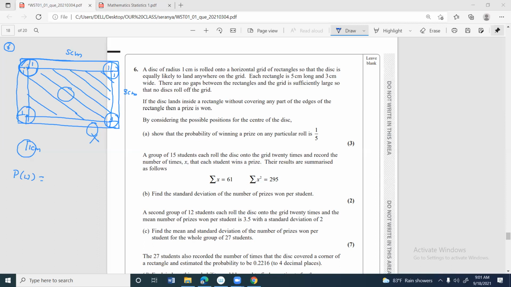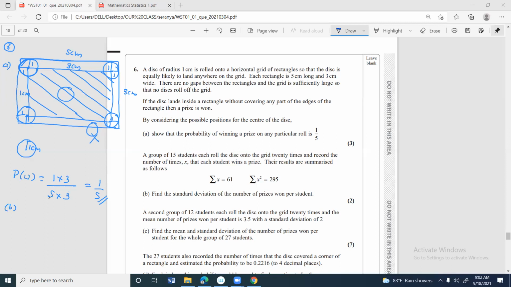But what is this area over here? You can see the total length is 5 centimeters. Out of that, you remove 1 and 1, so there should be 3 centimeters. The height is 3, minus 1 and 1, so it turns out to be 1 centimeter. If the center falls in between this area out of the total area, that is the only winning chance. So it should be 1 times 3 divided by 5 times 3. It turns out that 1 over 5 is the final answer for this question. That is the way of getting the answer for part A.